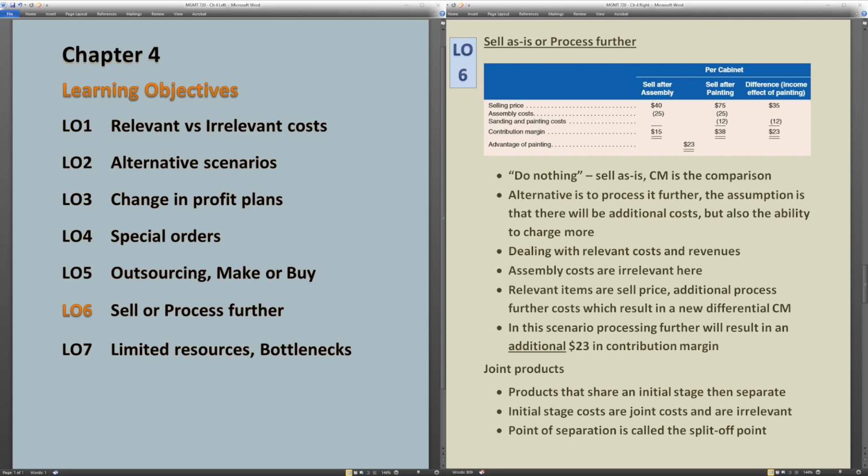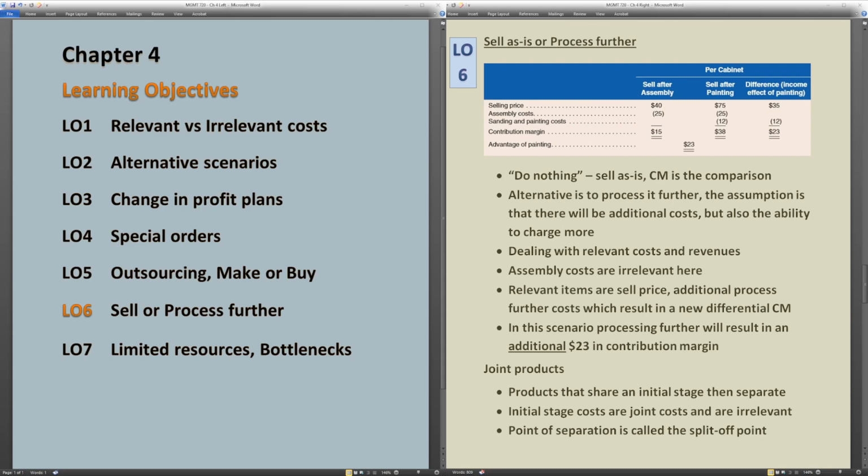There's assembly costs. You notice that the assembly costs are the same between the two items. Therefore, the assembly cost, at least for this analysis, it's not that we get away with not paying assembly costs. They're just irrelevant for our decision making. The relevant items are going to be the selling price, and selling price minus the assembly costs, the variable costs, equals the contribution margin. Now notice the improved version, the sell after painting, has an additional cost, that's sanding and painting. So the selling after painting has an additional relevant cost.